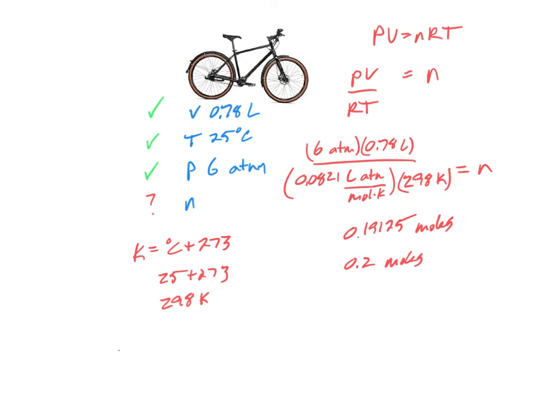And just remember that the ideal gas law is a law that's used to determine a variable under fixed conditions. Nothing's changing. Nothing was said about that this bicycle tire was then heated up to 50 degrees Celsius. None of the conditions changed. We just used the ideal gas law to find one of those variables.